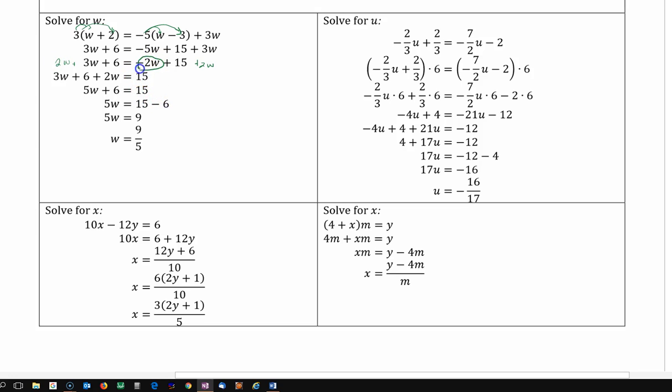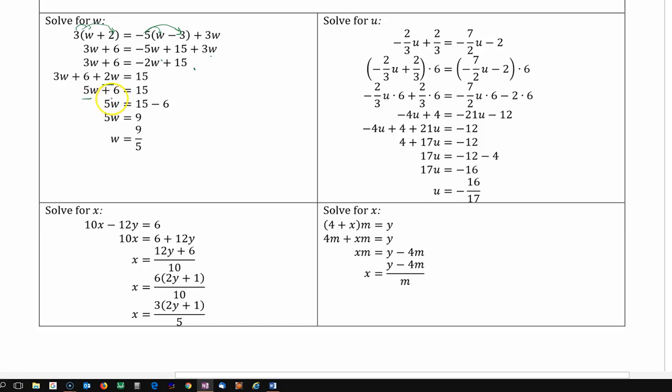Notice that we already know that minus 2w plus 2w will be 0. So we don't really need to write the minus 2w. So we just write it here, and then it becomes 0. It disappears on the right-hand side. So now we combine like terms, and 3w plus 2w is 5w plus 6 equal to 15.